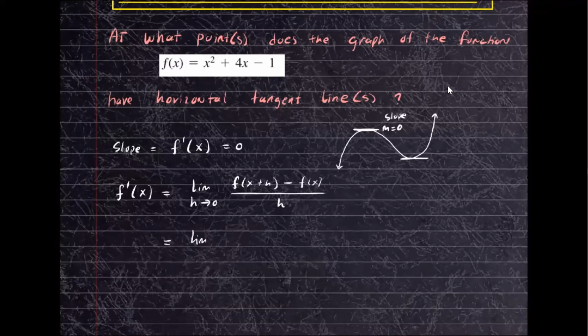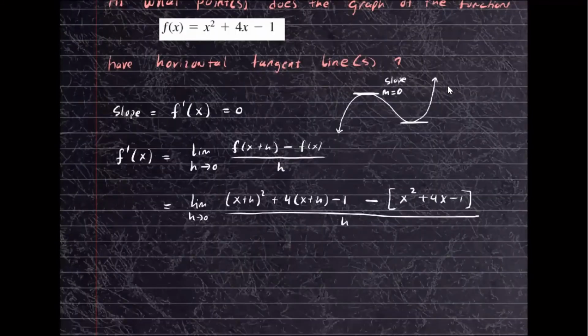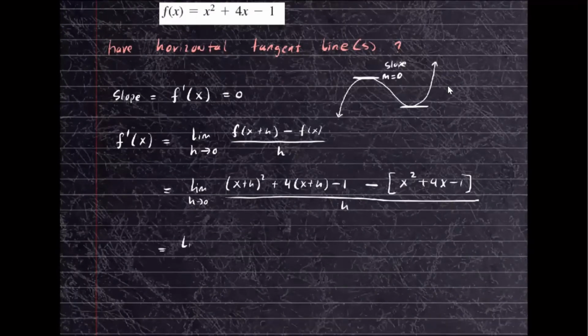We have the limit as h approaches 0. So the first term will be x plus h squared. Second will be 4 times x plus h, minus 1. So that is the f of x plus h. And take away f of x, that is the original function, x squared plus 4x minus 1, all over h. And then we try to simplify this, that will be the derivative. So let's take the limit as h approaches 0.